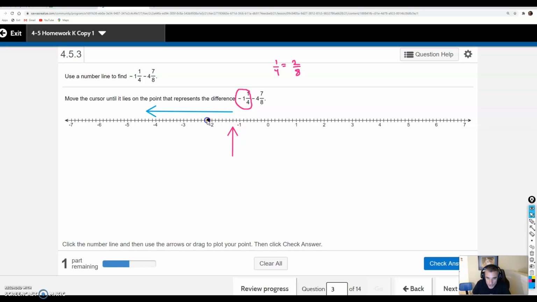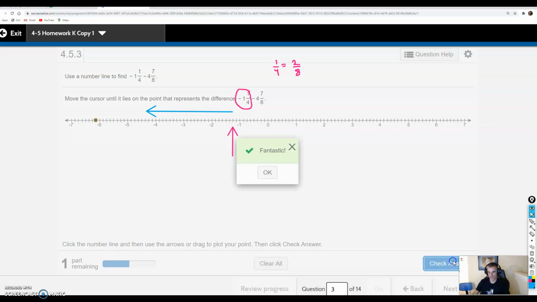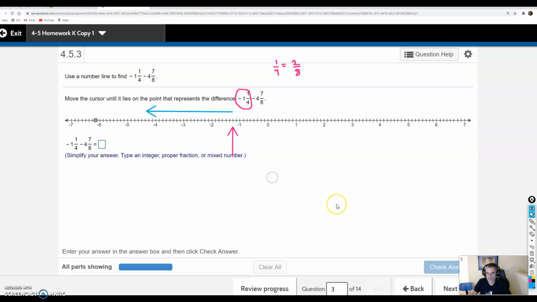So I've moved 1. I've moved 2. I've moved 3. And I've moved 4. All right? But I still need to move 7 more eighths. So 1, 2, 3, 4, 5, 6, 7. All right, I got a little wiggly there at the end. Let's see if I pulled this one off. I got it. All right, you may have to rewind that one, watch it again.